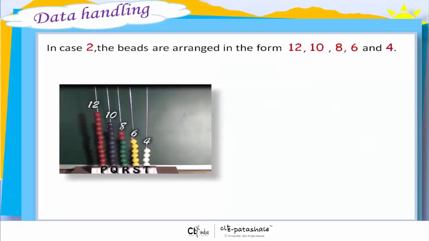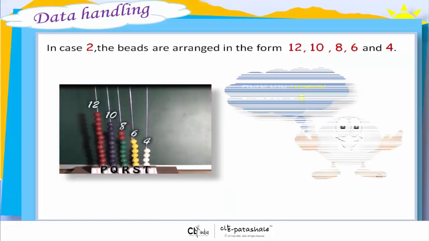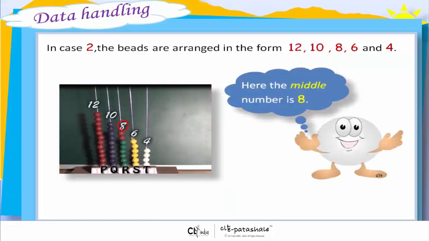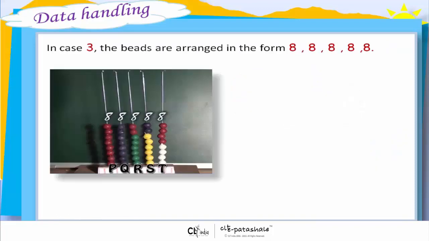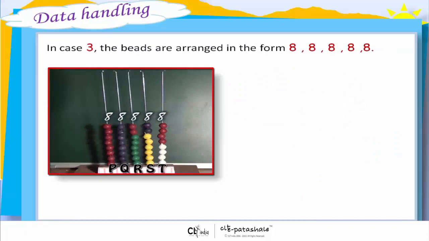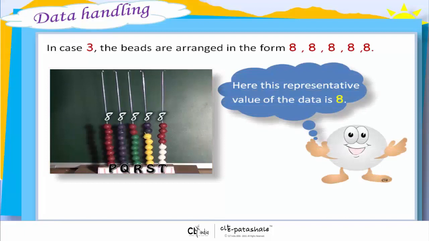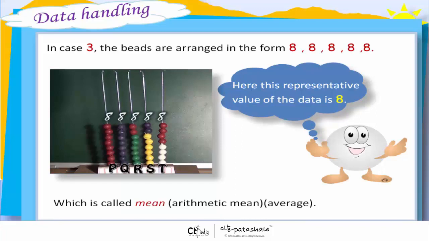In case 2, the beads are arranged in the form 12, 10, 8, 6 and 4. Here the middle number is 8. This representative value of data is called median. In case 3, the beads are arranged in the form of 8, 8, 8, 8 and 8. Here the representative value of the data is 8, which is called mean or arithmetic mean, or you can say average also.